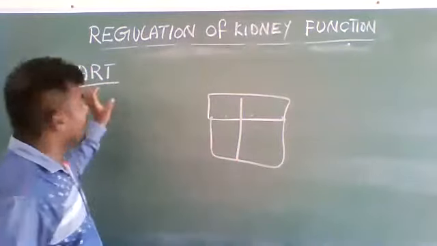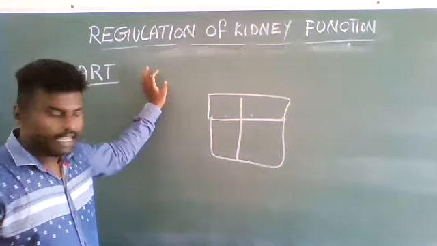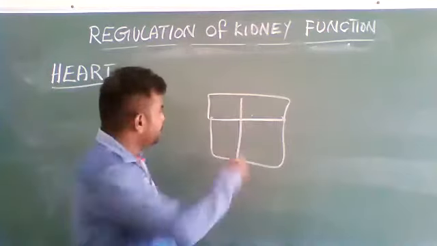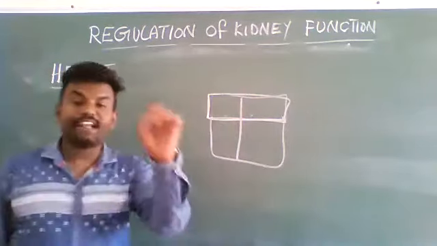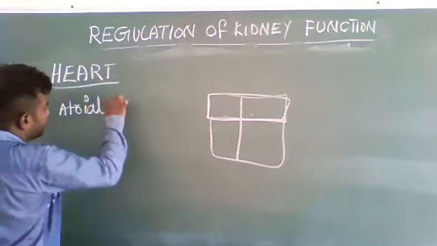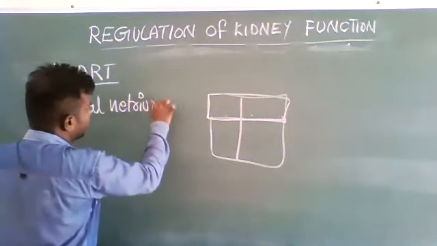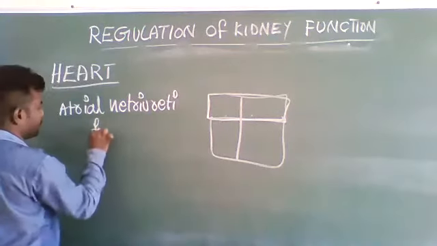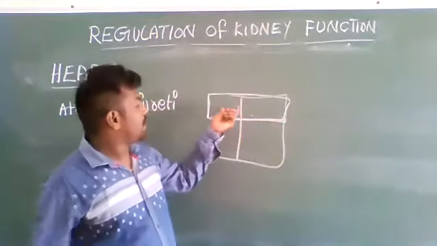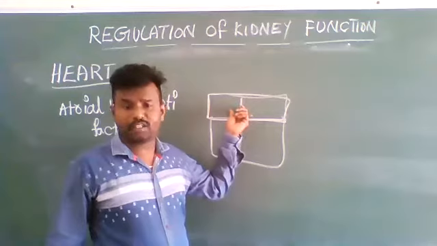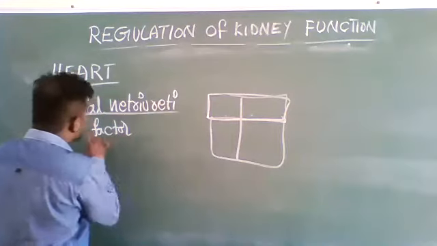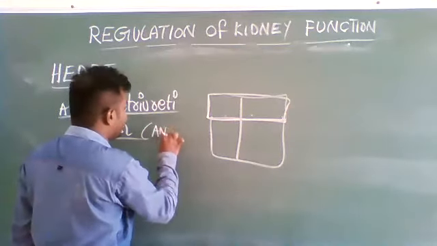Okay, the heart is also involved in the regulation of the kidneys. With increased blood flow to both the auricles of the heart, these auricles release a hormone called atrial natriuretic factor. So here, the auricles release a hormone called atrial natriuretic factor.